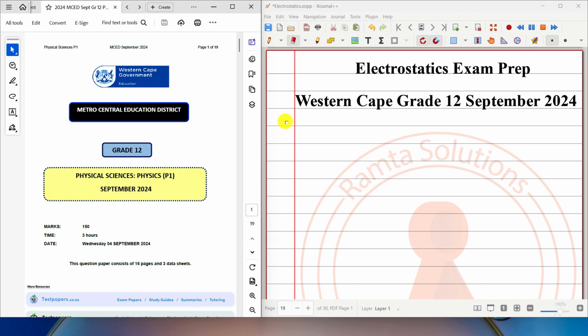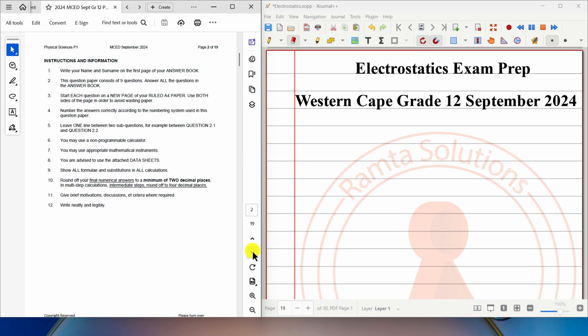All right. So, today in our exam prep, we're looking at a paper from the Western Cape that was written by the grade 12s for their September 2024 examinations. So without any waste of time, as is the norm with us, when we treat past papers, we read instructions.